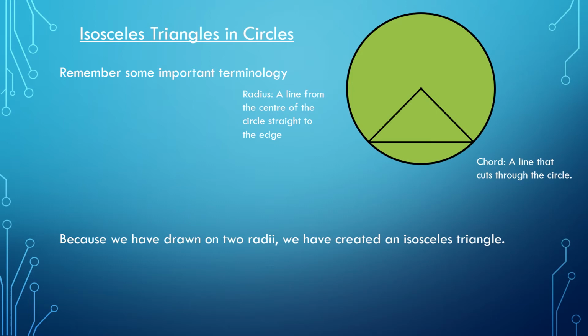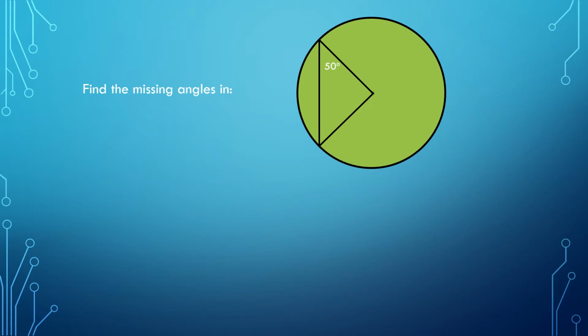Okay, they've both gone from the middle of the circle straight out to the edge, and so they have to have the same length. As a result, that means the two angles are equal that we've created at the chord. Okay, so whatever angle it is on the left-hand side, it has to be exactly the same on the right-hand side.